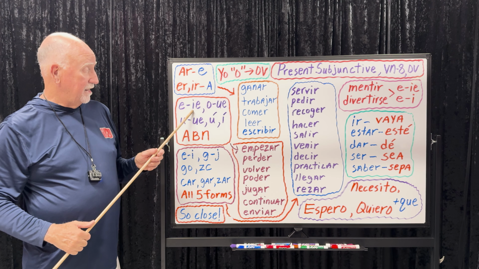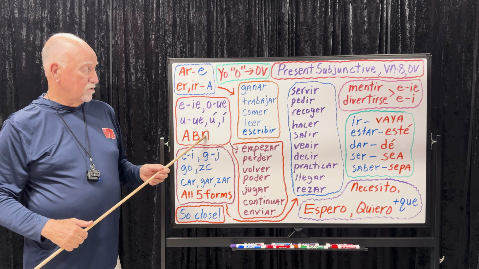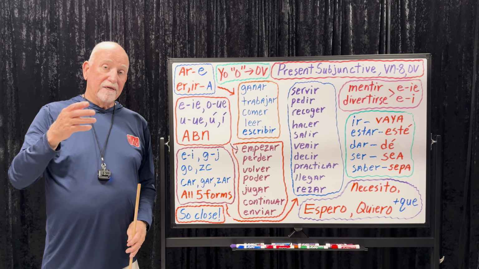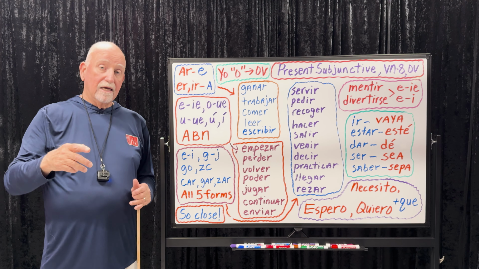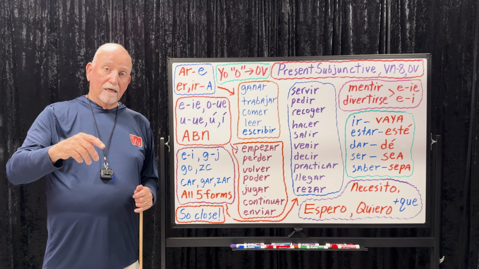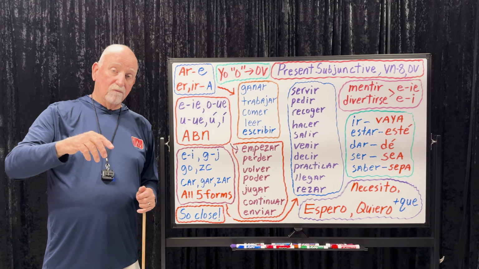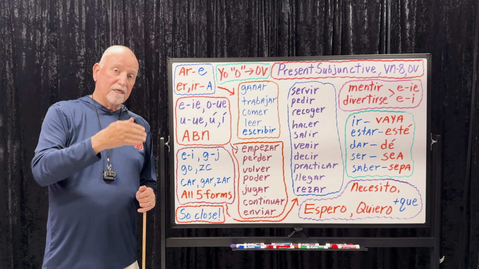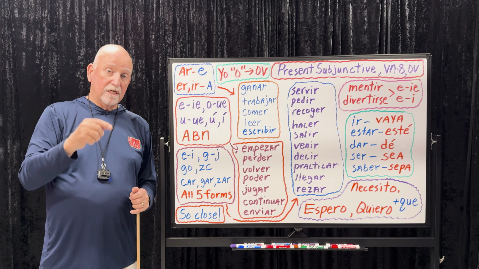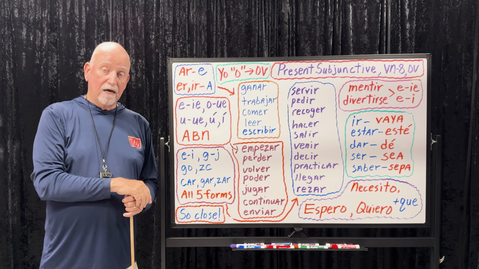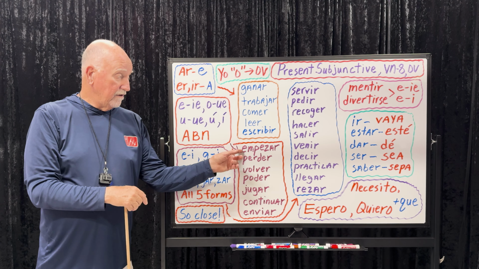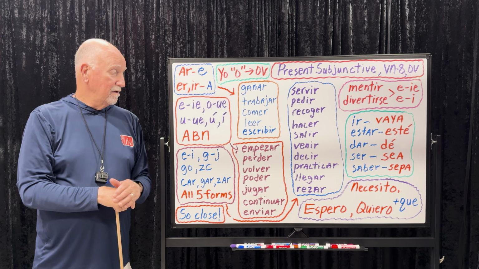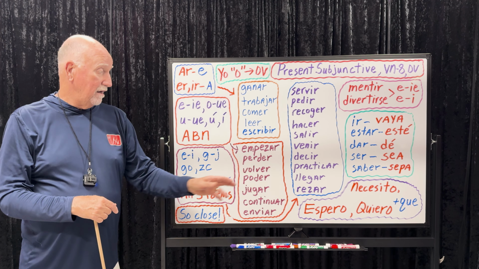Empezar, we know it's an IE stem change, all but nosotros. So it's empiece with a CE at the end, empieces, empiece for el, ella, then we as empecemos with a CEMOS. Remember, Z changes to C in front of an I or an E, and then the they form would be empiecen. Remember, we're going opposite vowel.